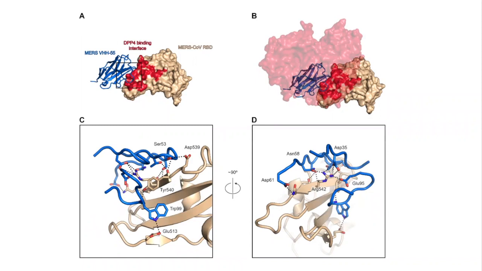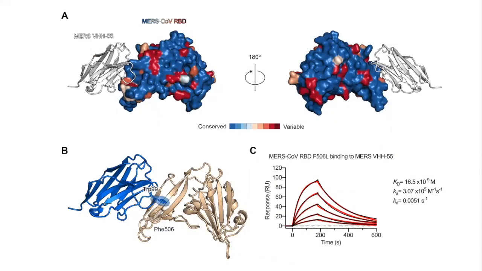The MERS VHH55 and RBD complex showed the extensive binding of VHH's CDRs with the MERS RBD. Most importantly, CDR3 of the VHH looped over the DPP4 binding interface, as can be seen in Figure A, which prevents DPP4 from productively engaging the MERS-CoV RBD, as can be seen in Figure B. Further analysis of the crystal structure shows that the network of interactions from the CDRs and RBD suggests that RBD residue arginine 542 has a critical role in MERS VHH55 binding, as can be seen in Figure C and D. That arginine was also previously identified as a conserved residue crucial for high affinity of DPP4 binding.